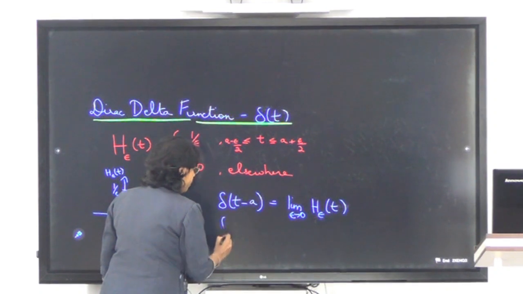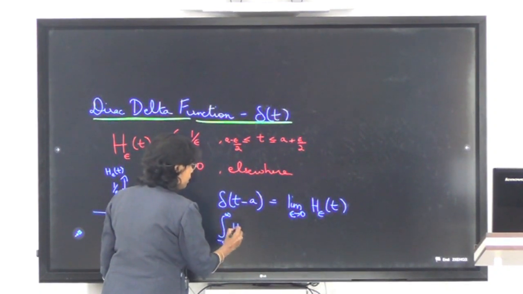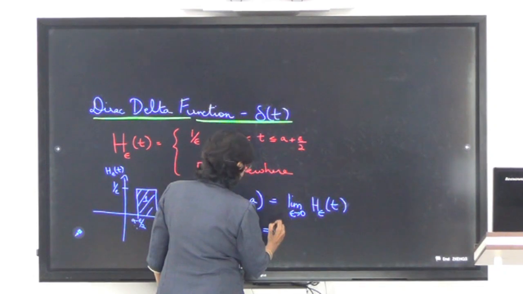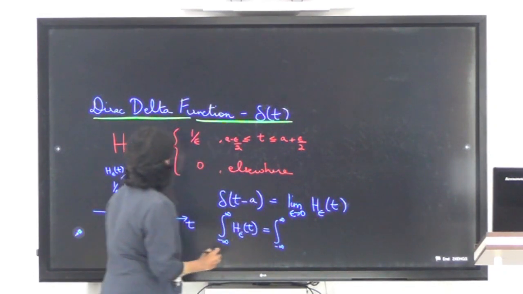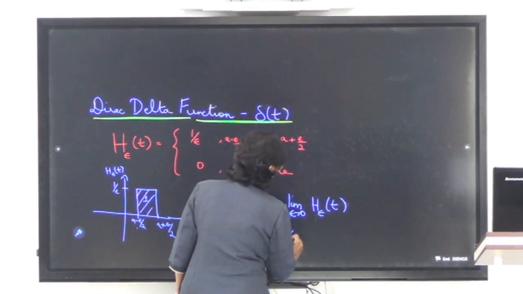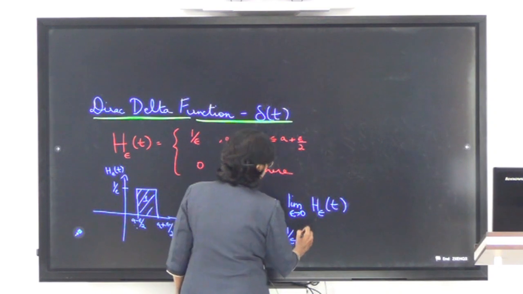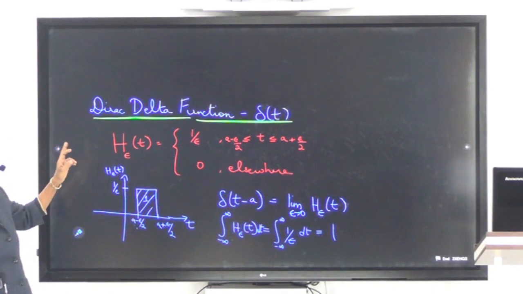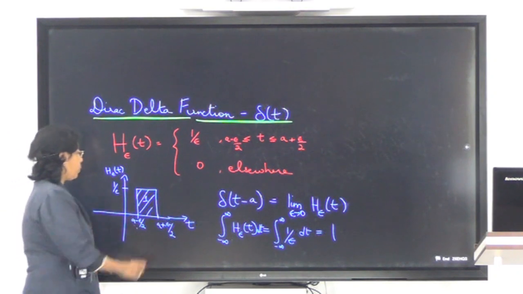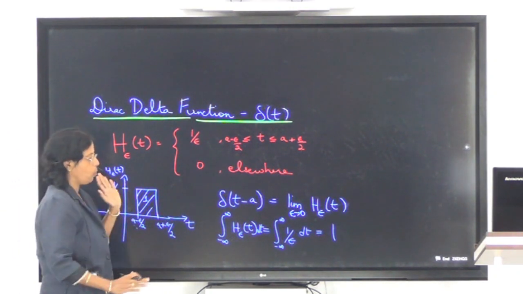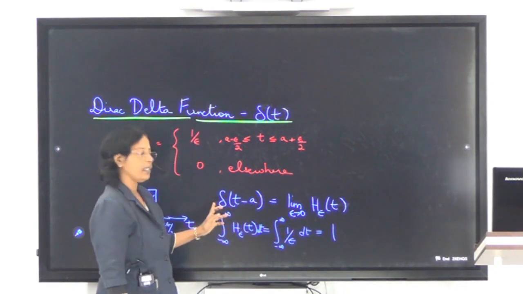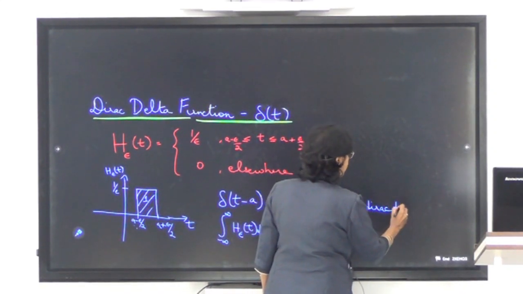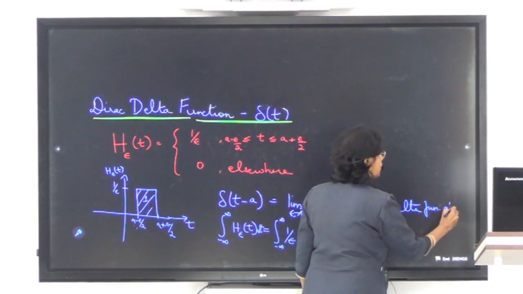So with the property, integral from minus infinity to plus infinity of h epsilon of tau is equal to integral from minus infinity to plus infinity of, you know what h epsilon of t is, 1 by epsilon dt. That is equal to 1. So this is the concept of the Dirac delta function. This notation h epsilon of tau, when the limit epsilon tends to 0, leads to the delta function at a. It is called the Dirac delta function at a.